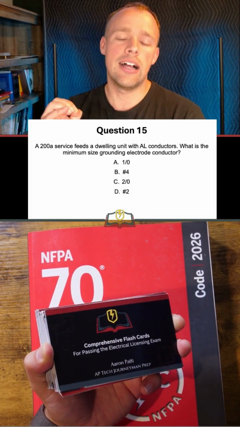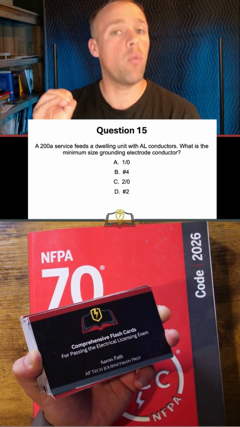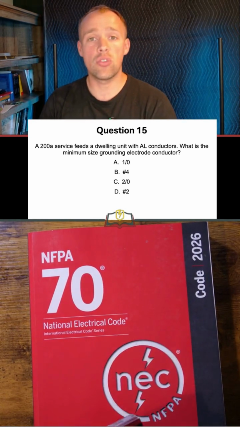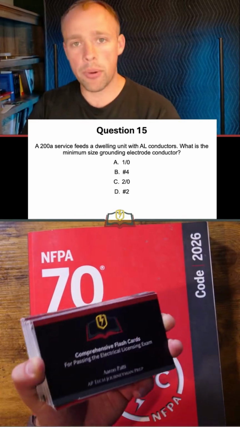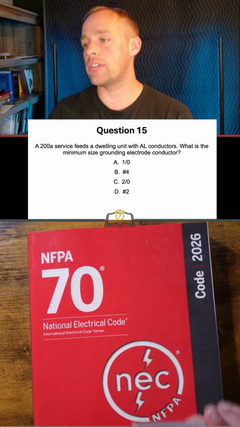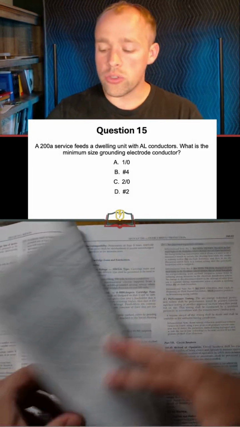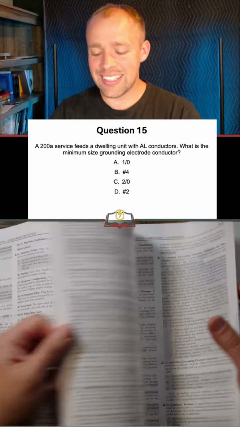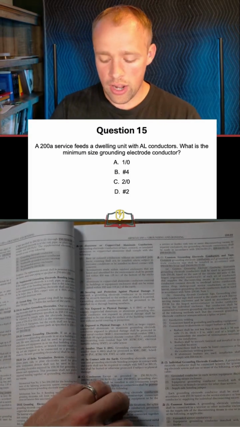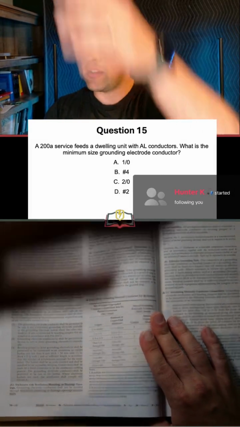250.66 helps you size the grounding electrode conductor. Article 250.102 helps you size the grounded conductor or the bonding jumper. And then Article 250.122 helps you size the equipment grounding conductor. I look at this question and I immediately know, let's go to Article 250.66 to find our answer. It's going to give you a table. Here it is. Hopefully you guys can see what we got going on here.